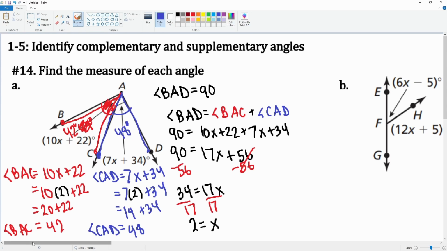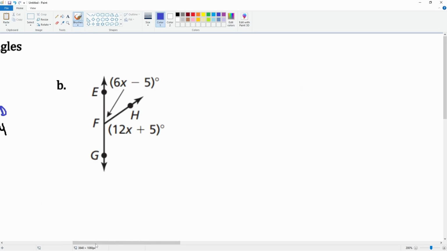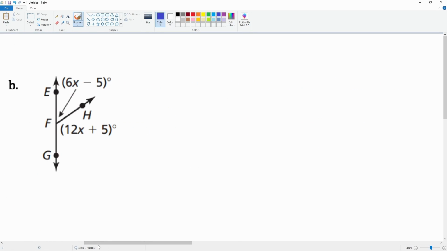All right, next, let's look at angle for B here. Notice this is a linear pair, or supplementary, because it makes a straight line. So did you know that angle EFG is this entire thing? EFG is supplementary, so that equals 180 degrees. You have to know that first of all, because it's a straight angle.